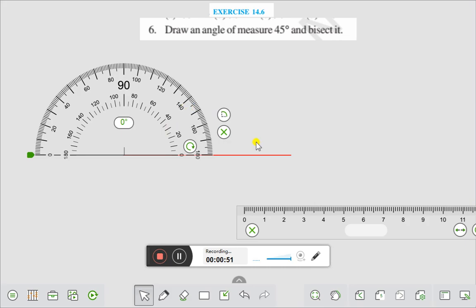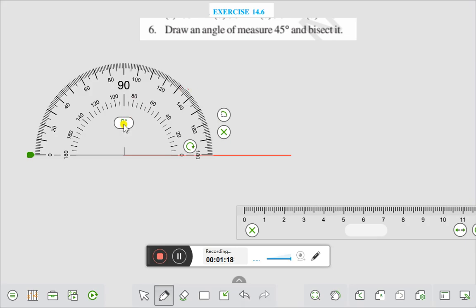That is 10, 20, 30, 40. This is 45, right? This is 45. Let's take this point as a point here. This is 10, 20, 30, 40 and 45, right? This is a 45 degree angle, right?